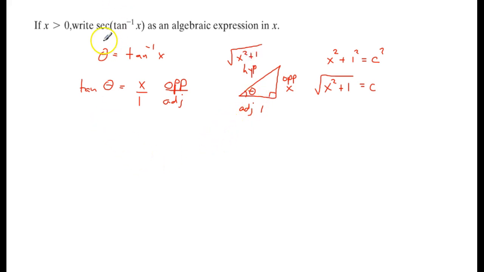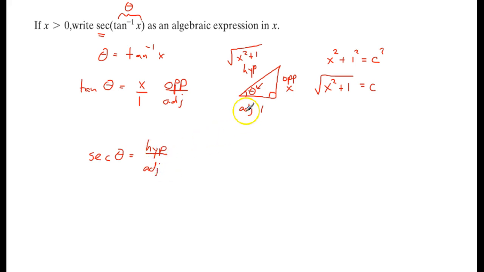Alright, now what do we need? We need the secant of this angle. There's our angle. We want the secant. This is all just the same as the angle. So we want the secant of that angle. What's the secant defined to be? It's the reciprocal of cosine, and the cosine is adjacent over hypotenuse. So the secant is the hypotenuse over the adjacent.